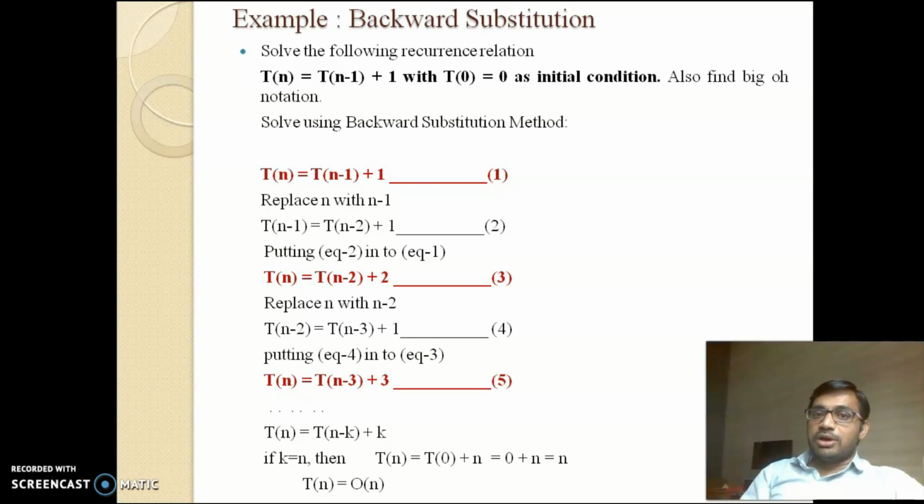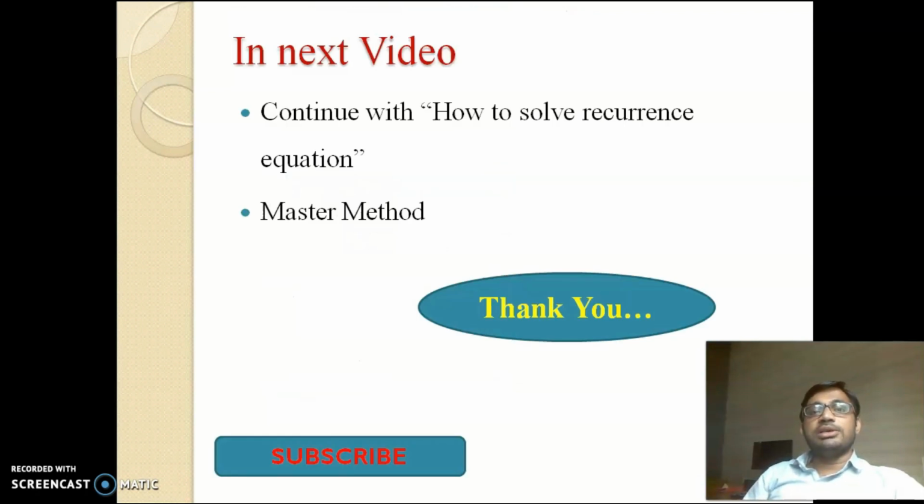Right? So we discussed two methods. One is the forward substitution method. In that we have to use the initial condition to generate the next value until we guess the formula. Then we discussed the backward substitution method. In that we have to substitute backward values until we guess the formula. So this is all about today's video.